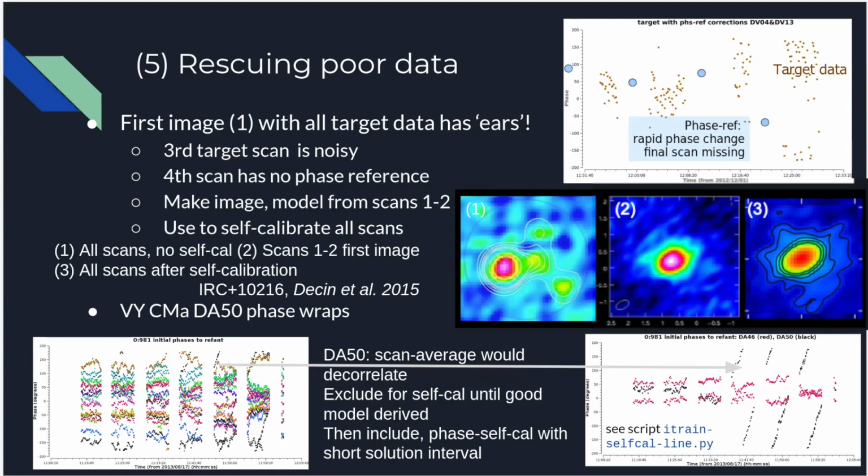Anyway, you can take my word for it that having first of all just used the first 2 scans, we made a nice model. We then went back and calibrated using all the scans and got a nice self-calibrated image for the whole thing.